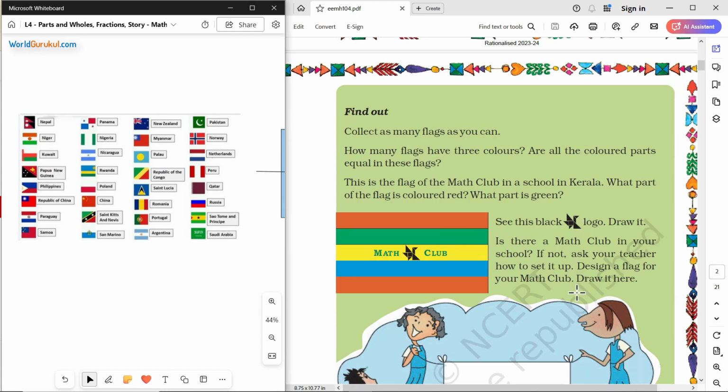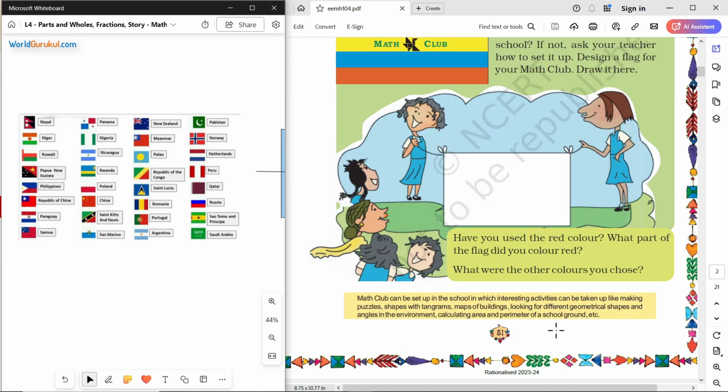You also can make your own flag for your home, for your class, and for other groups also. You can make a creative flag for your family. Try it. That's an identification for your family.